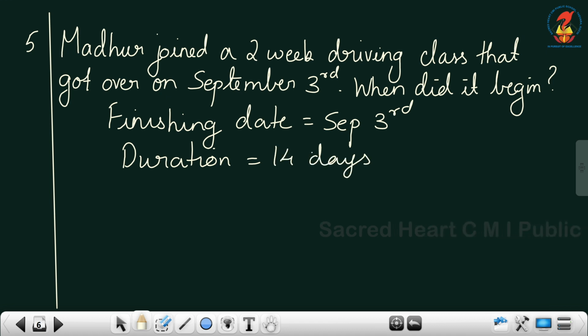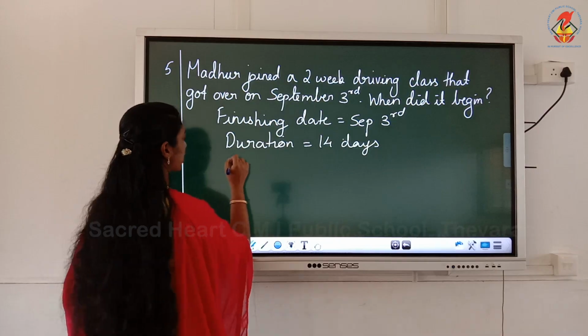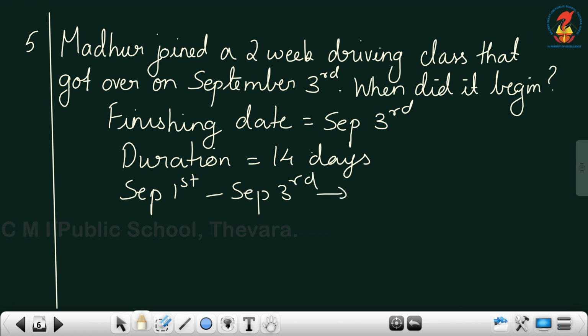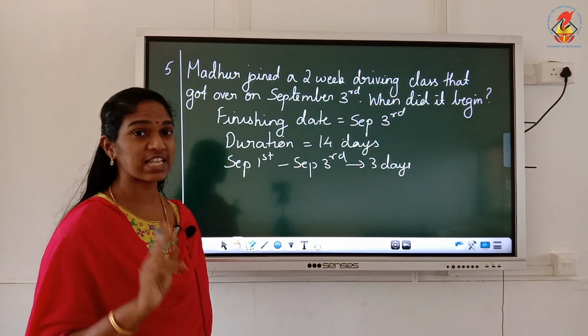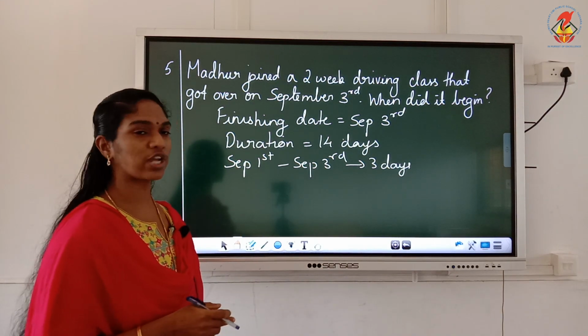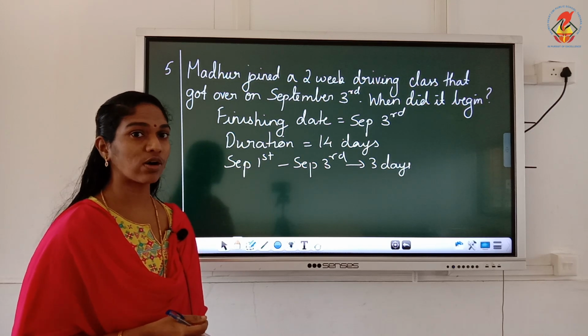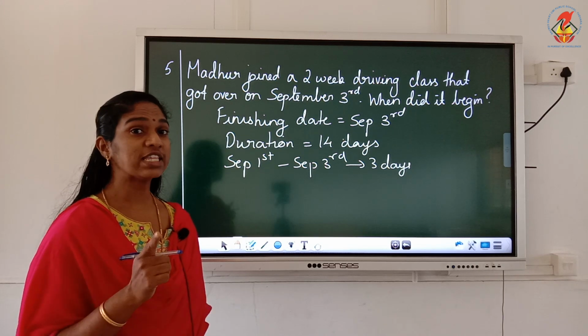Okay, when did it begin? So we have to go backward, right? So first I'll see for September. September 1st to September 3rd, 3 days over, right? So from 14, 3 days is over. Balance how many days? 11 days. That 11 days should come in which month? You're going backwards. So before September it is August. August is having how many days, children? August is having 31 days.